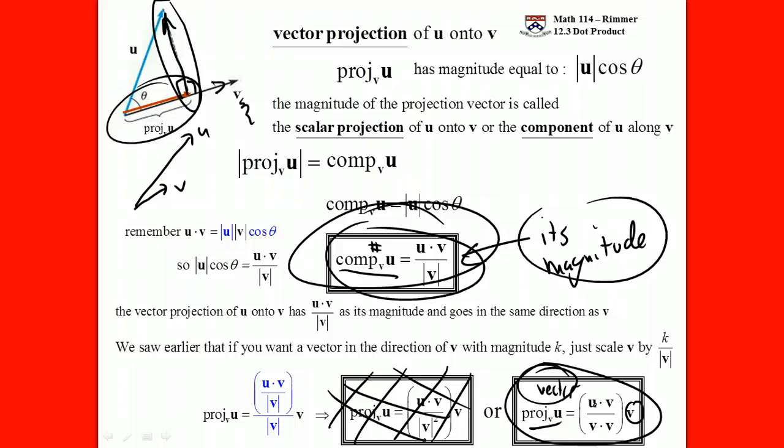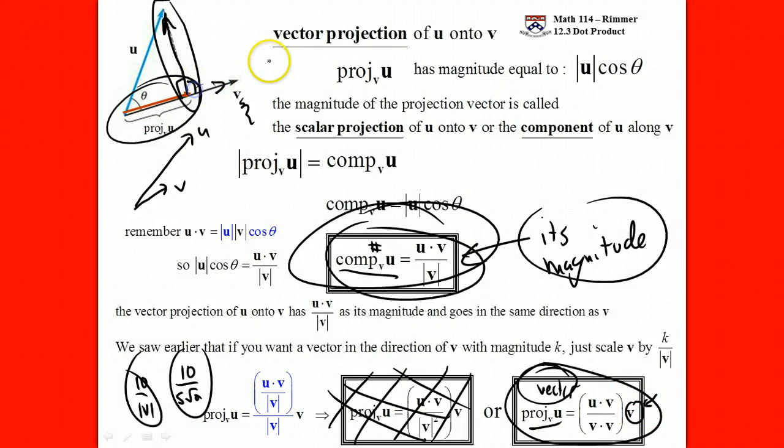Yes? If that's the magnitude, then why is u dot v over v dot v also considered the magnitude? That's a number. It's just a number. u dot v over v dot v is a number. It's our multiplier. On our last slide, that number was 10 over mag v. In our example, it was 10 over 5 root 2. It's just a number, okay? It's a number that you scale v by.